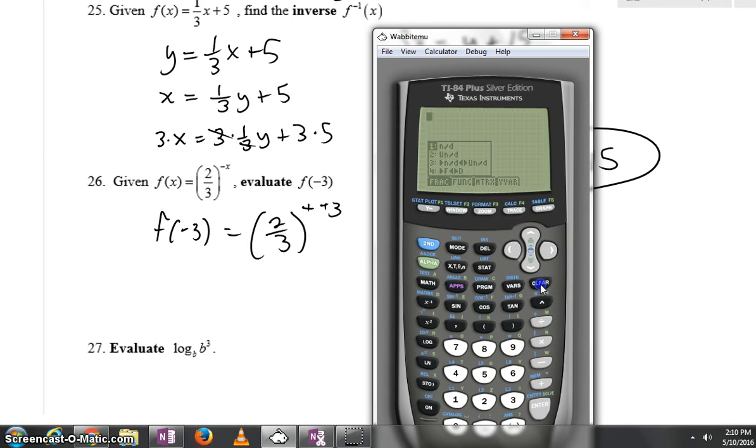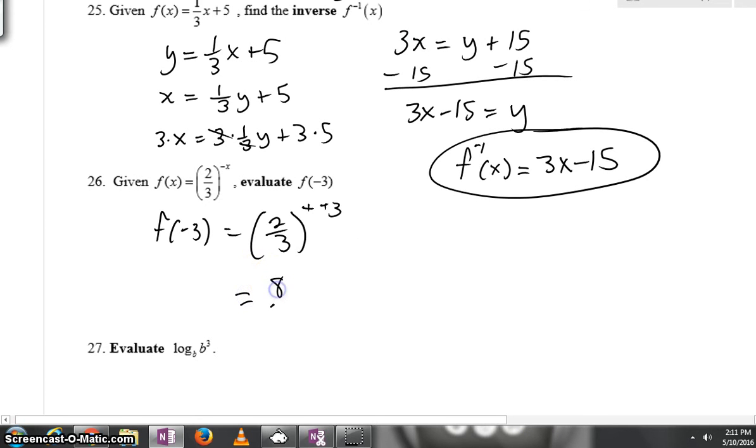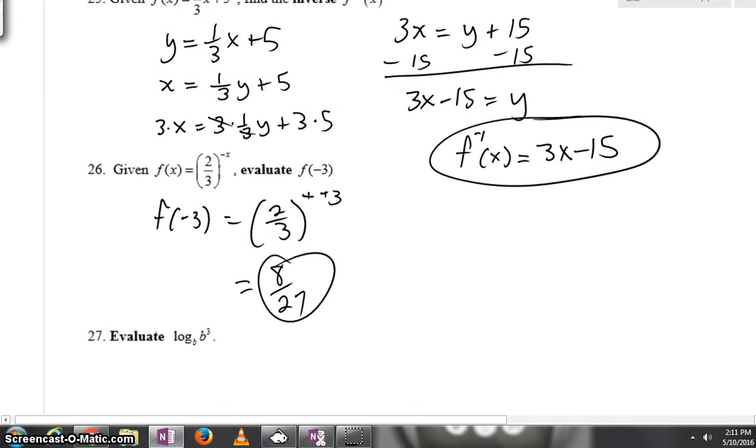Actually, even before we do that, let's put in some parentheses and then do alpha y equals, just to make it look more in line with what we have. So we have a 2, bring that down with the 3, close our parentheses, raise that up to the 3rd power, hit enter, and you can pretty much see you get 8/27. And that's all you have to do. You're done.